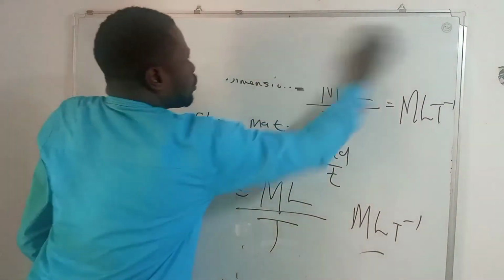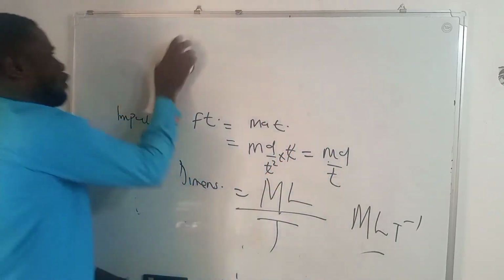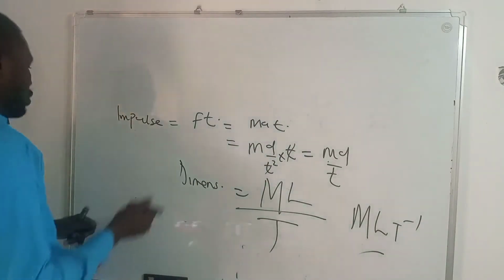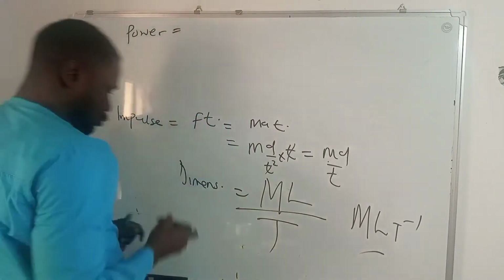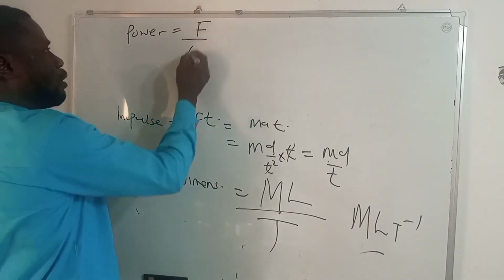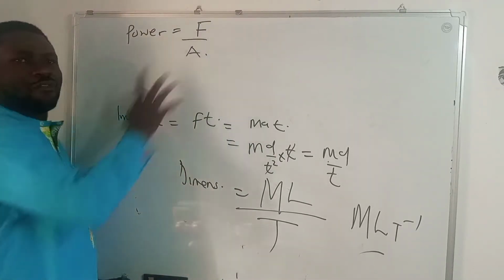I'll also request that you look for, as an assignment, the dimension of viscosity. Now let's try the dimension of power. What is power? Power is defined as the force all over area. The formula of power is F all over A.